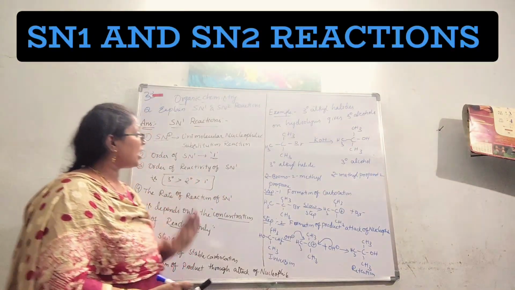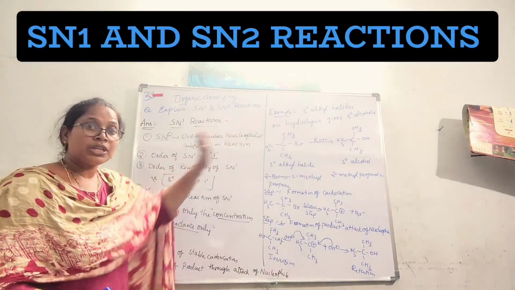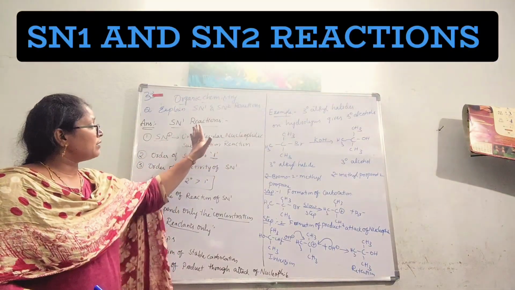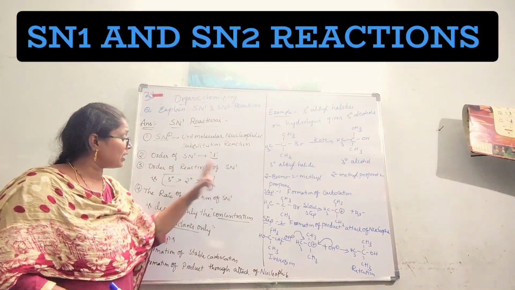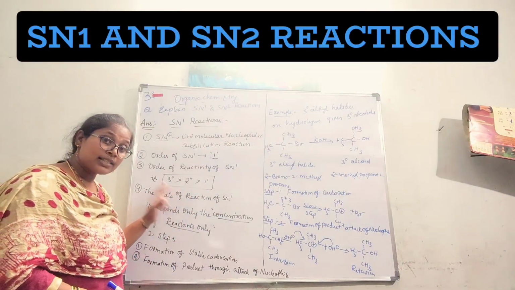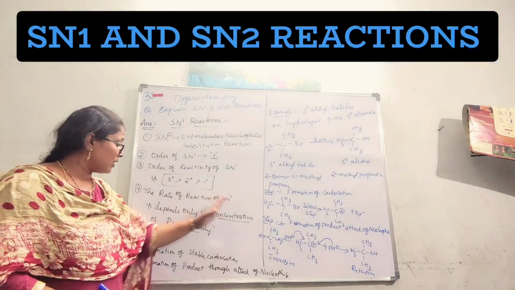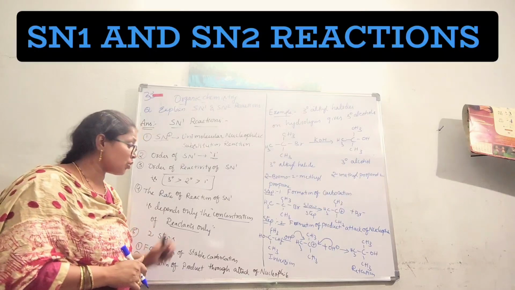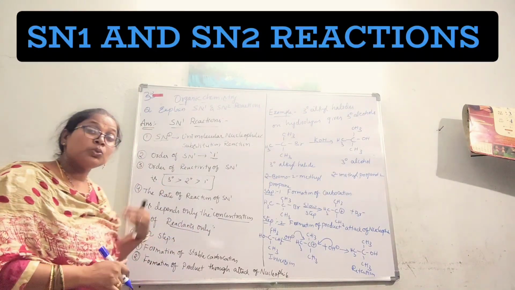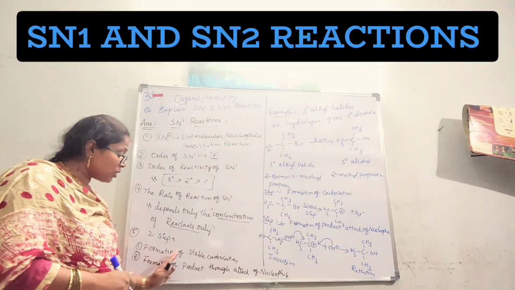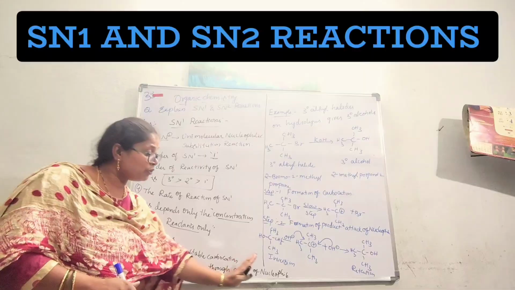In the SN1 reactions, SN1 means unimolecular nucleophilic substitution reaction, and the order of SN1 reactions is 1. The order of reactivity of alkyl halides towards SN1 reactions is tertiary alkyl halide is greater than secondary, which is greater than primary. The rate of reaction depends only on the concentration of reactants. SN1 takes place in two steps. Step 1, formation of stable carbocation. Step 2, formation of product through attack of nucleophile.